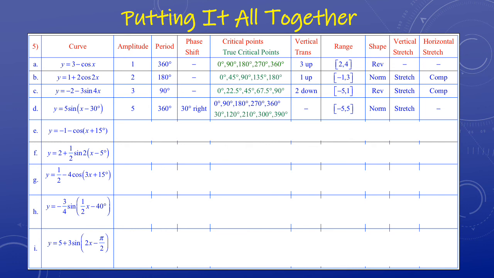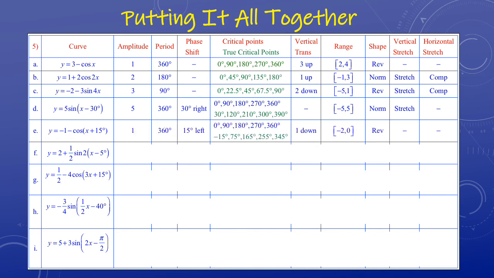This curve is normal. Because the amplitude is greater than 1, this curve is vertically stretched, and because the period is exactly 360 degrees, the curve is neither compressed nor elongated.